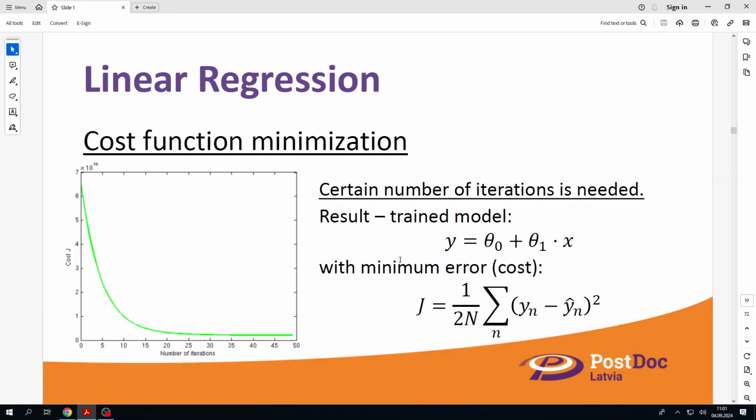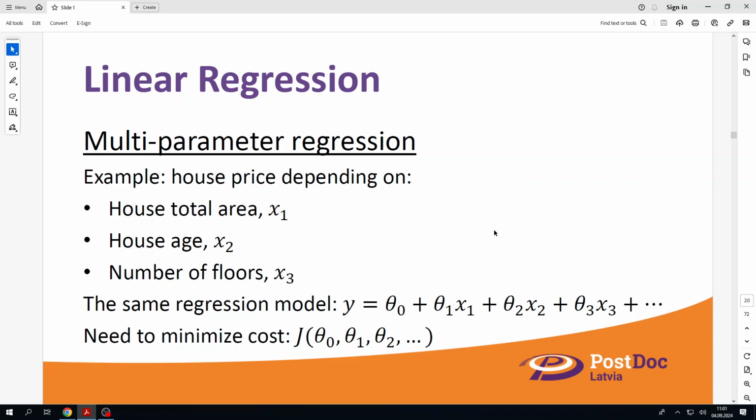So this is how we ultimately find out what theta 0 and theta 1 should be, by using this gradient descent method.